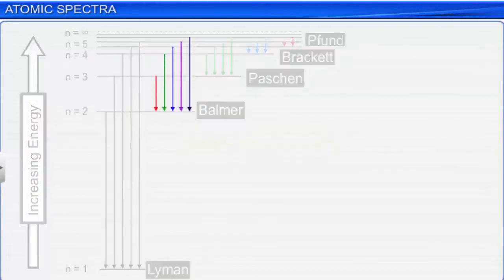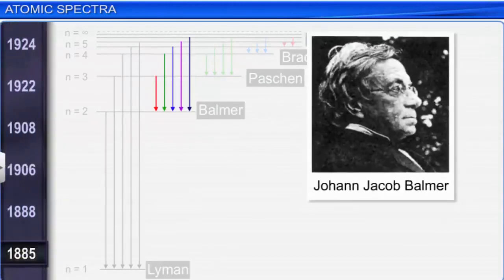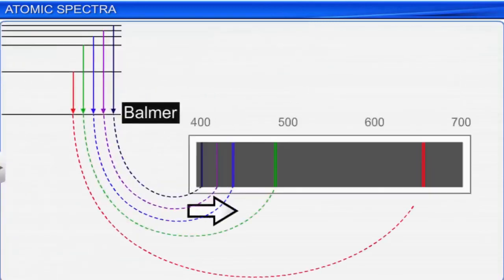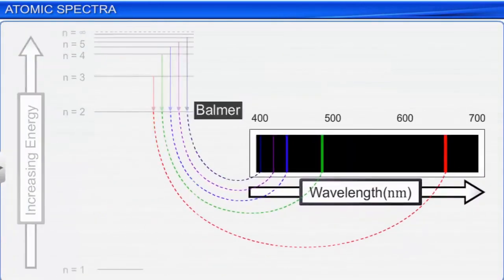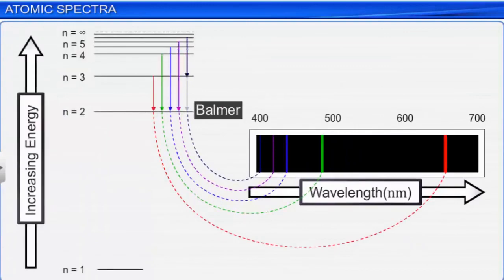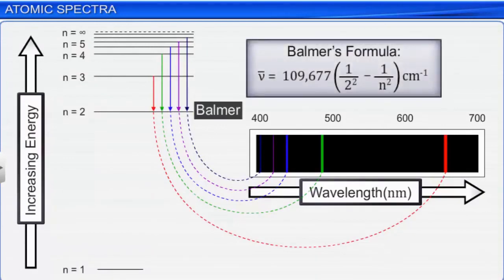The first series in the hydrogen atomic spectrum, Balmer series, was discovered by Johann Jacob Balmer in 1885. Its lines belong to the visible spectrum of electromagnetic radiation. These are observed when the electrons jump from n greater than or equal to 3 to n equal to 2 principal energy level. Balmer showed that if spectral lines are expressed in terms of wave number, then the visible lines of the hydrogen spectrum obey the formula wave number, nu bar equal to 109,677 multiplied by 1 divided by 2 square minus 1 divided by n square per centimeter. Here, n is an integer equal to 3, 4, 5, etc.